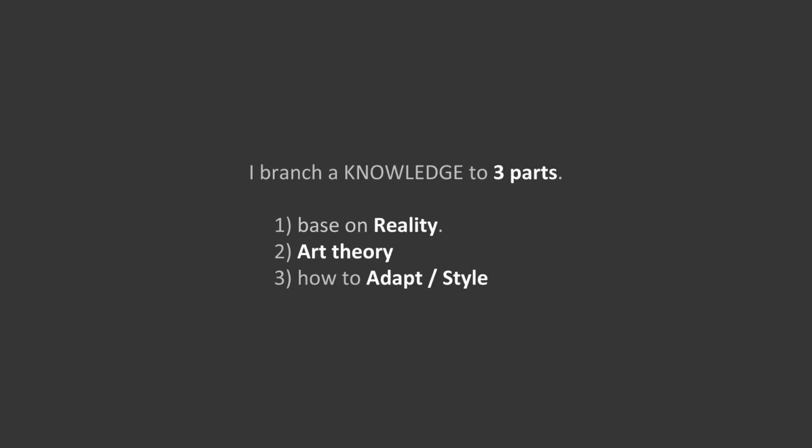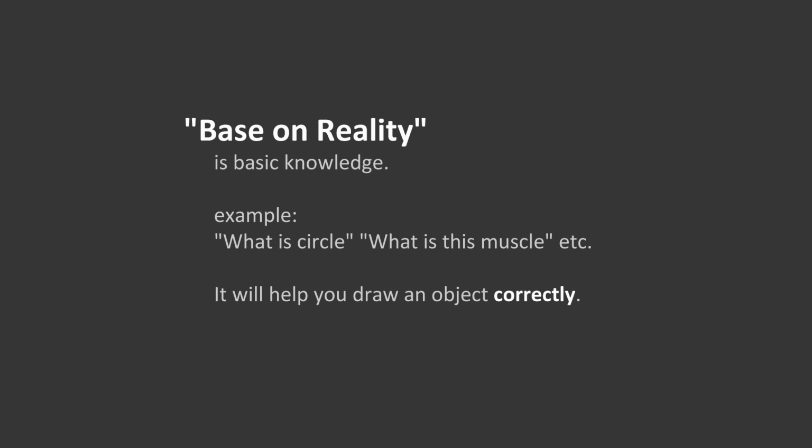I branch knowledge into 3 parts. 1. Based on reality. 2. Art theory. 3. How to adapt style. Based on reality is basic knowledge. For example, what is a circle? What is this muscle? Etc. It will help you draw an object correctly.